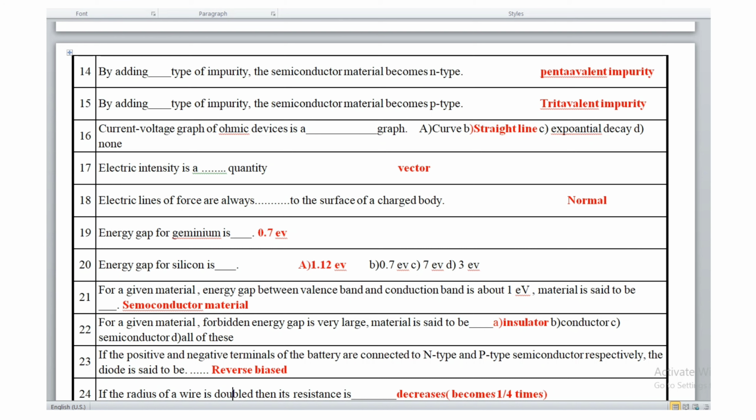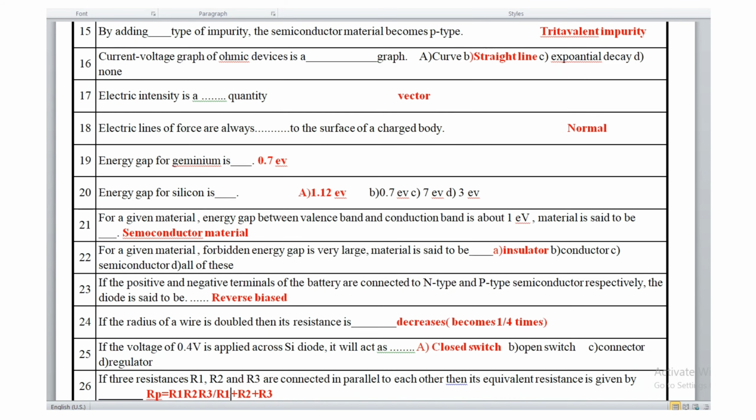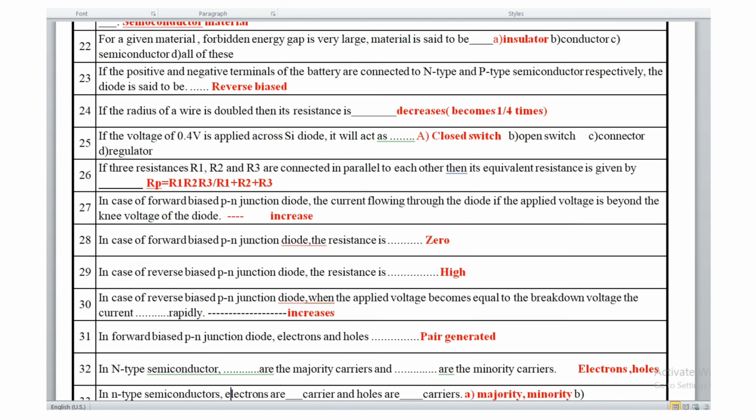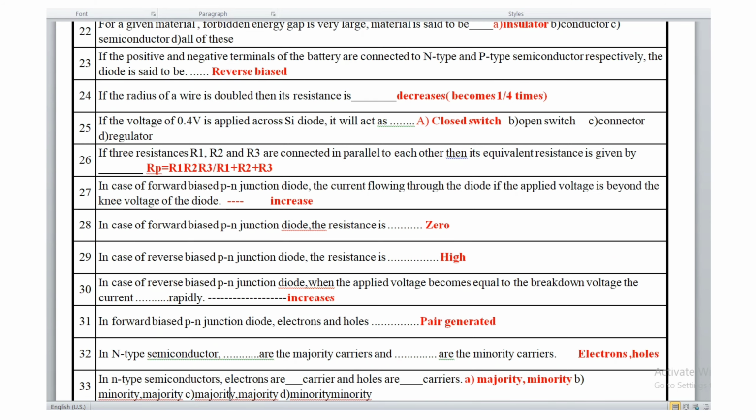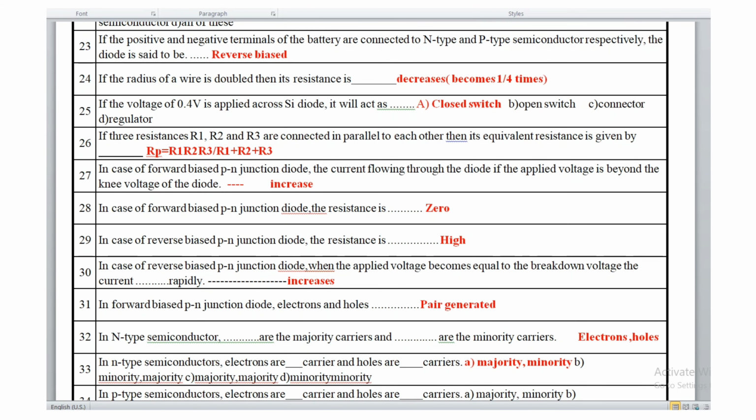For a given material, if the forbidden energy gap is very large, the material is said to be an insulator. Then question number 23. If the positive and negative terminals of a battery are connected to N-type and P-type semiconductor respectively, the diode is said to be reverse biased.